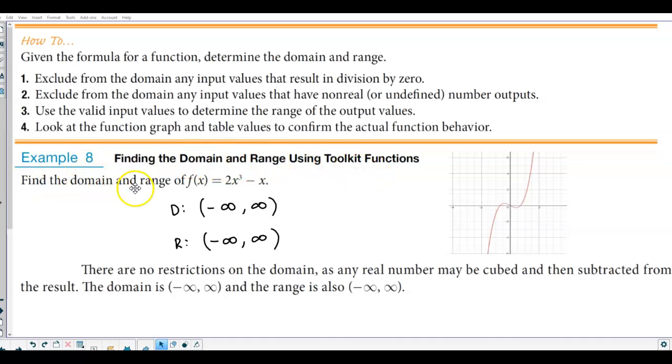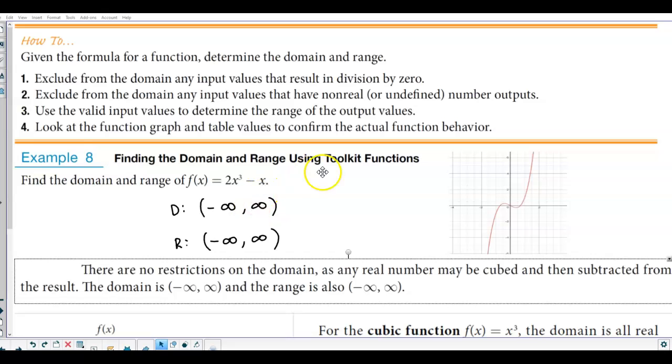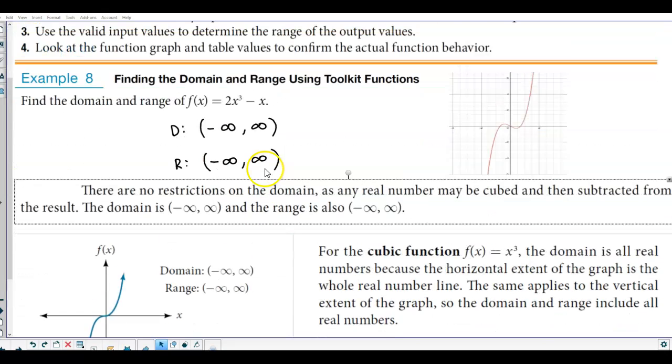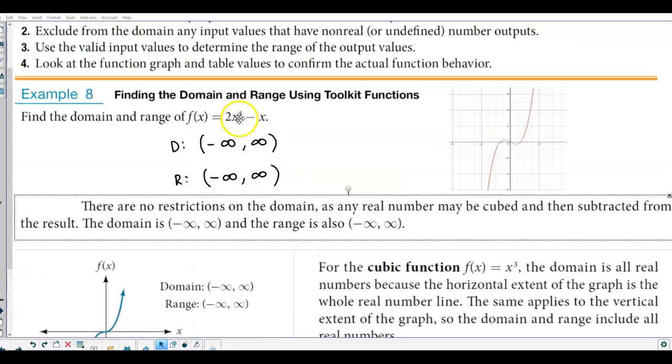So find a domain and range of f of x, which is equal to 2x cubed minus x. So now we want to be able to determine the domain and range using this Toolkit function. Now if we don't have a graph handy, then we need to go and take a look. Well, you can see here that this function is a cubic function.